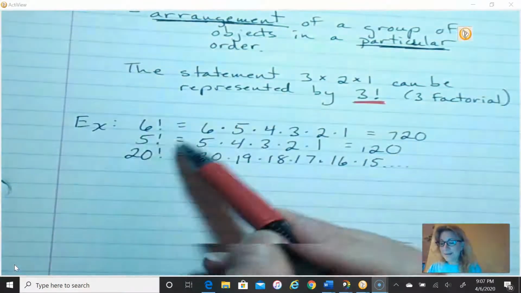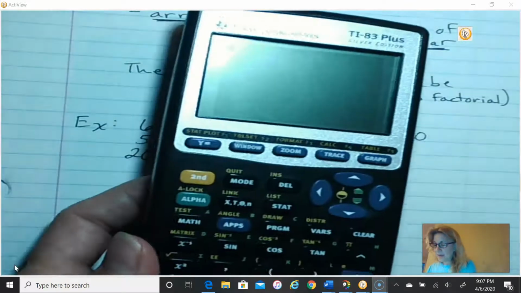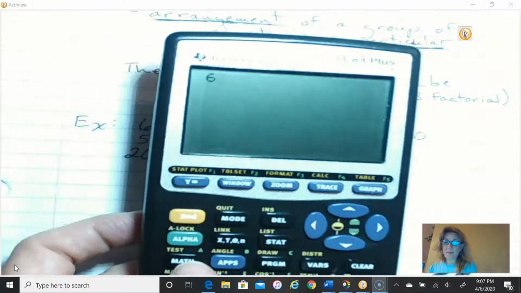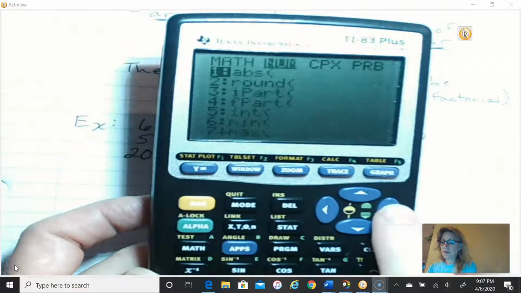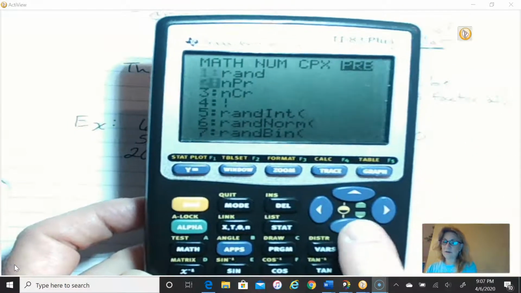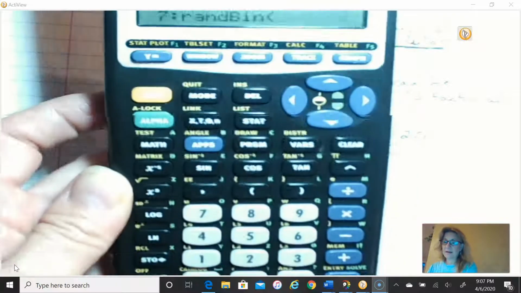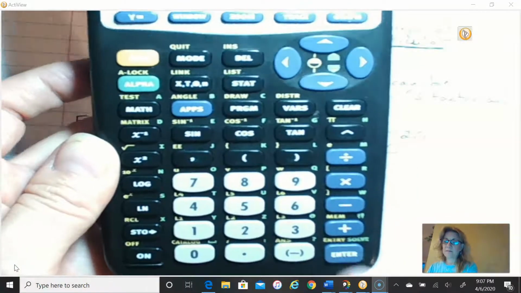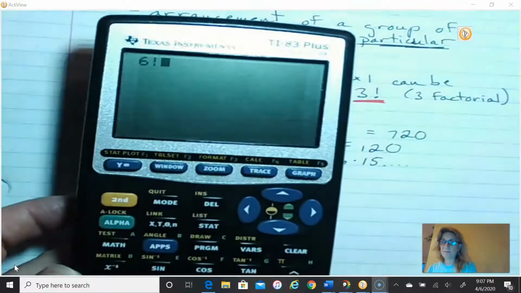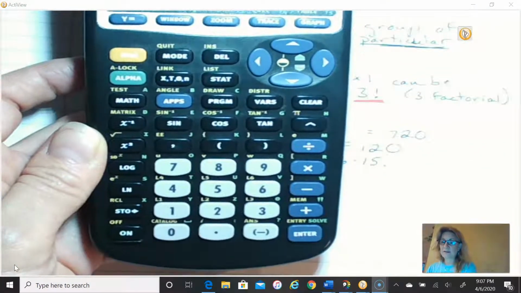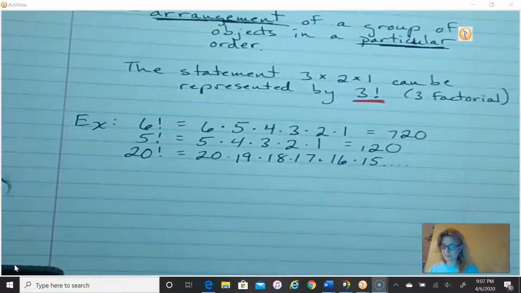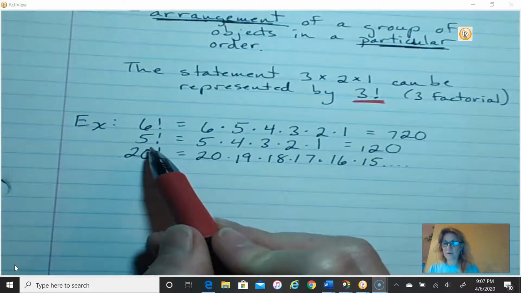Okay, so let's do some of the smaller ones. Let's do like 6. So you press 6. Okay. You press math. Then go over here to this PRB. Then you go down to number 4. Hit enter. And you get 6 factorial. See 6 factorial? Hit enter again. 720. Let's do 5 factorial.